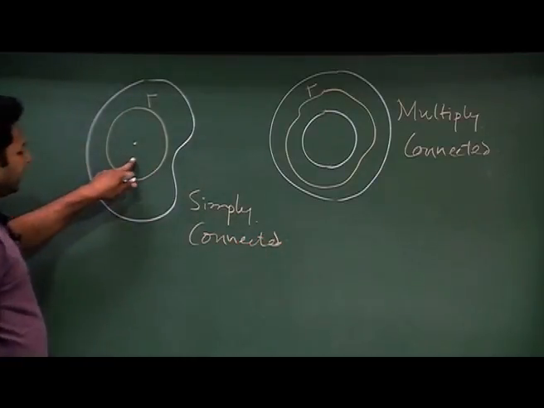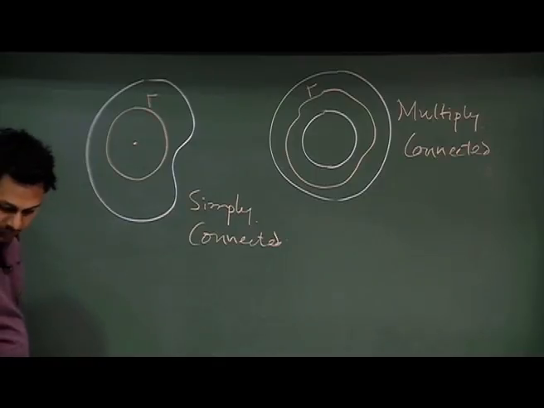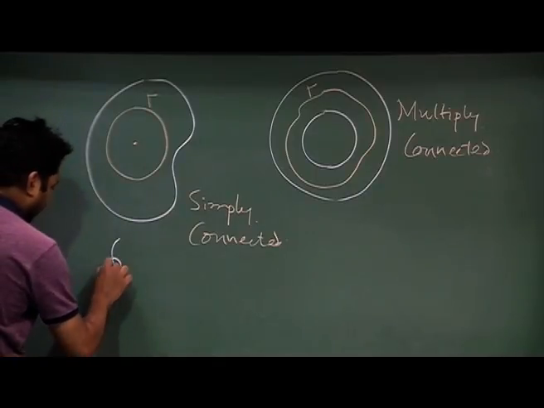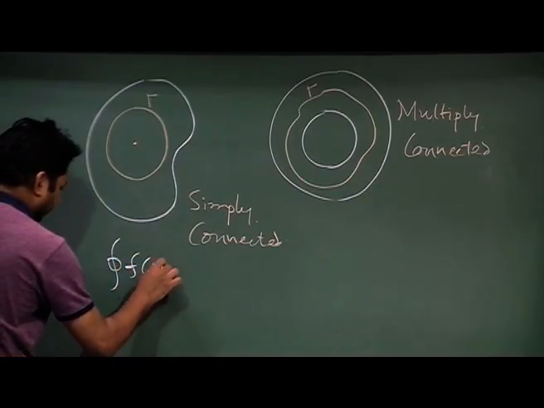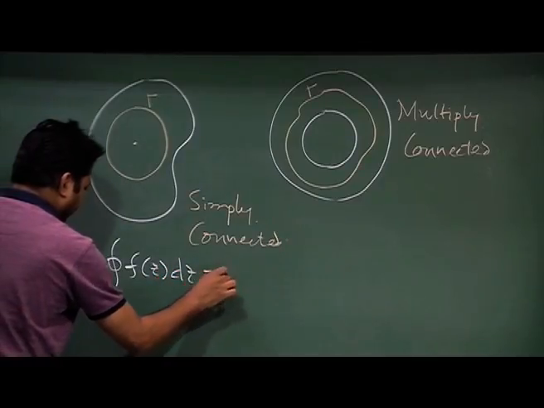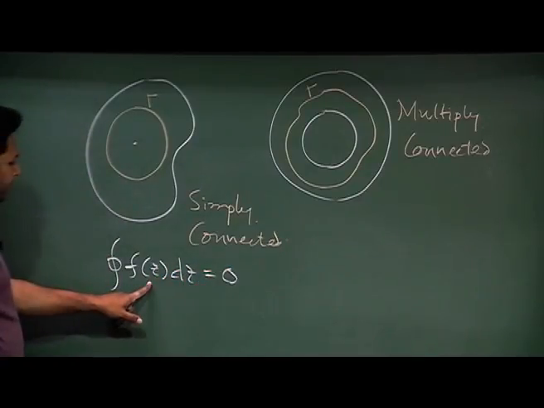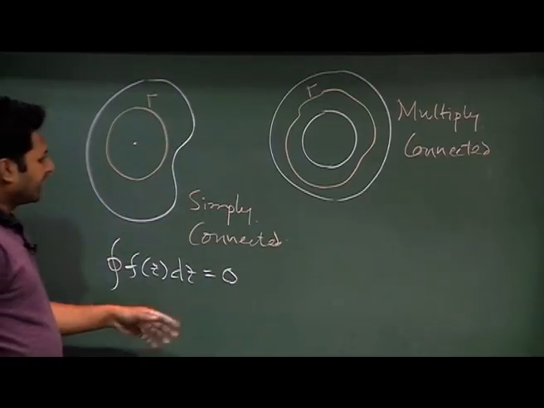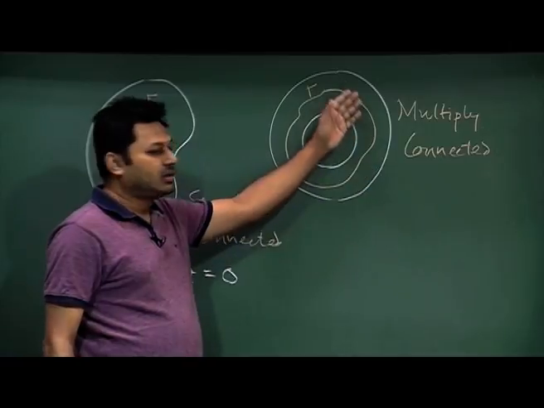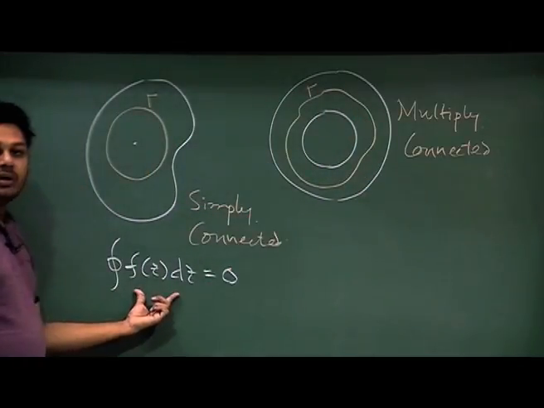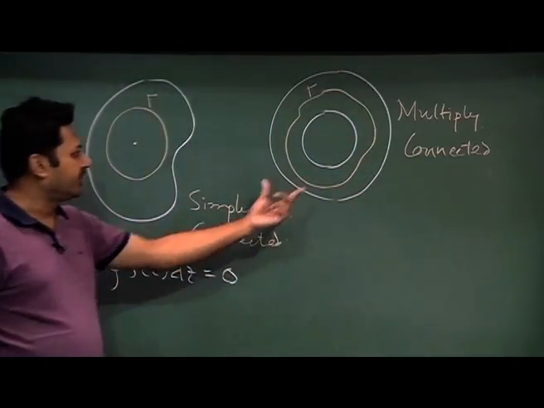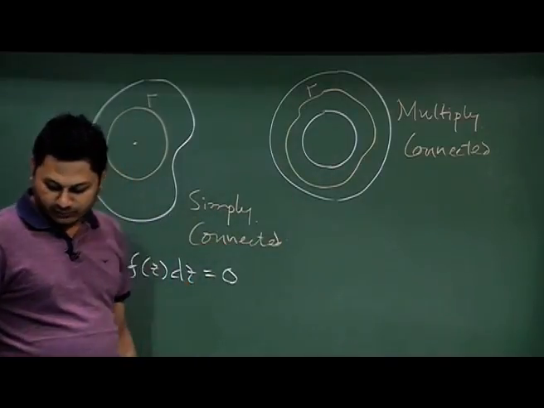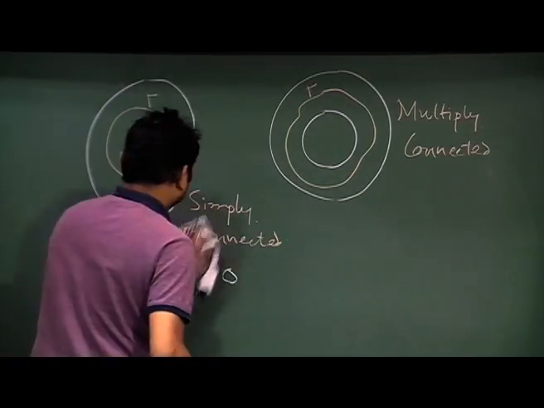Now, for this simply connected region, I know this is true when f(z) is analytic in this region. But if f(z) is analytic in this region, is this true for this multiply connected region too? How to show that, we need to know.